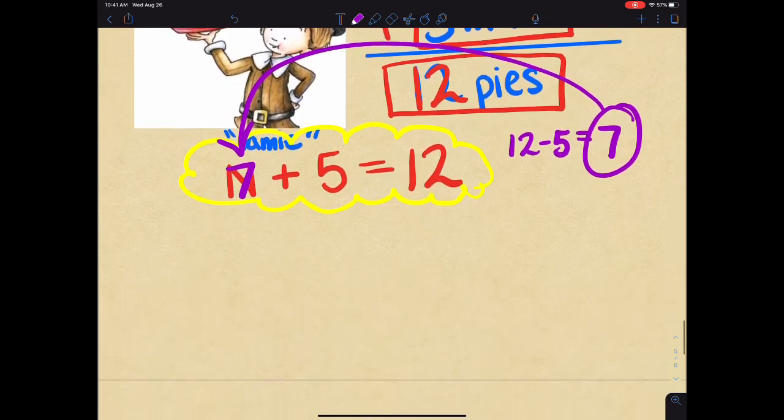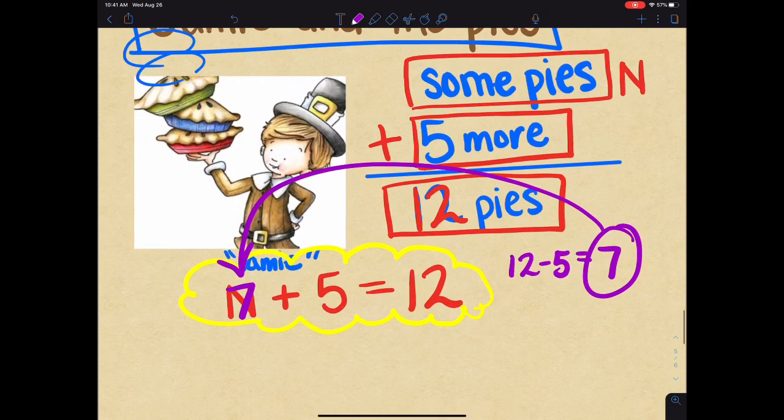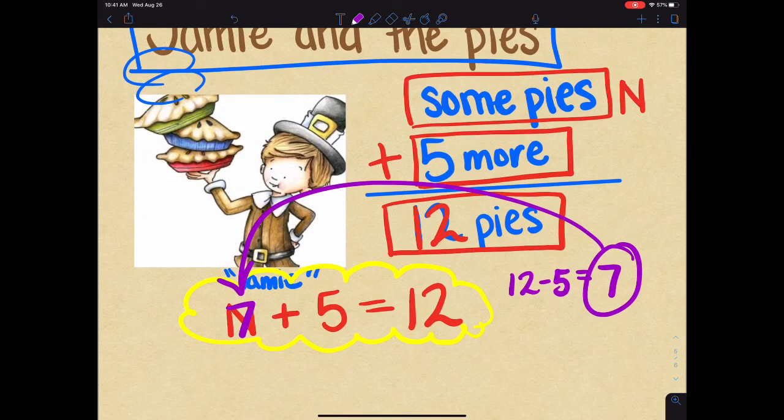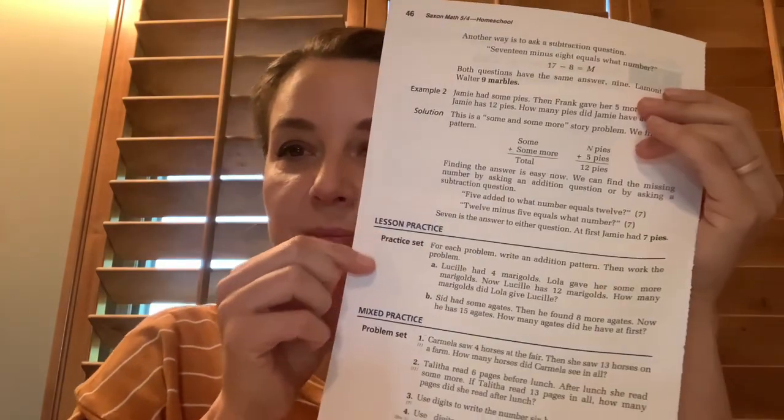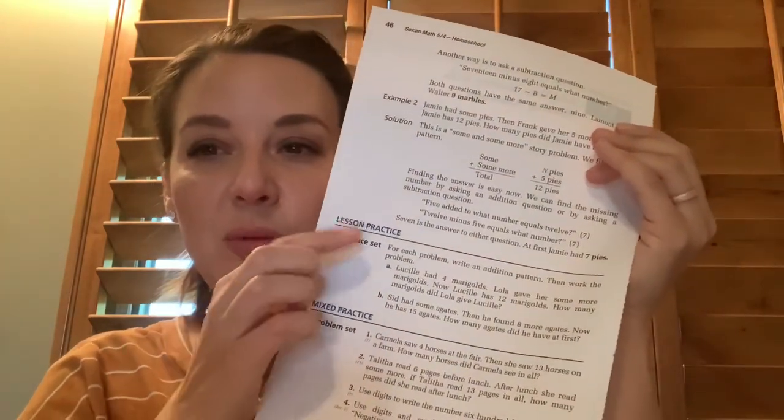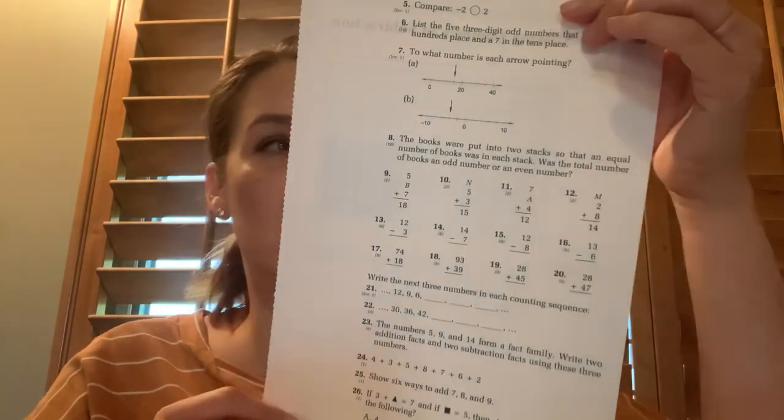Okay, that's the end of the lesson, and I'm going to tell you about the lesson practice in just a little bit, okay? Okay, Danny, I hope you enjoyed that lesson. Now it's time for you to do your lesson practice and your mixed practice. So the lesson practice starts here, okay? So you're going to do both of those, and then you're going to do the mixed practice. There's this down here, and then there is a whole other page of work, and then that's the end of it when you get to the bottom of that page.